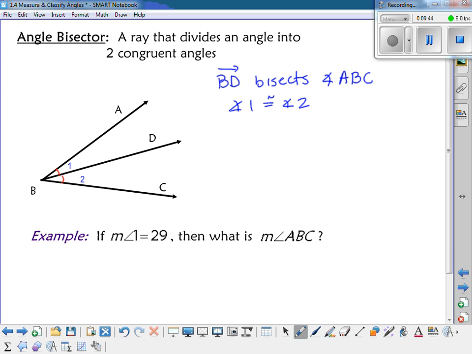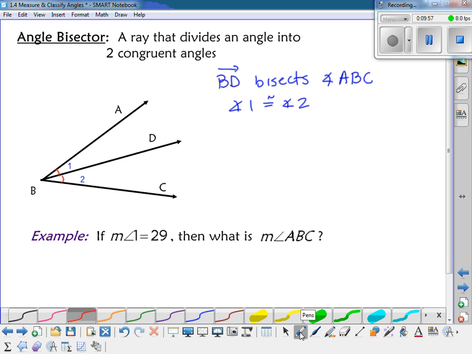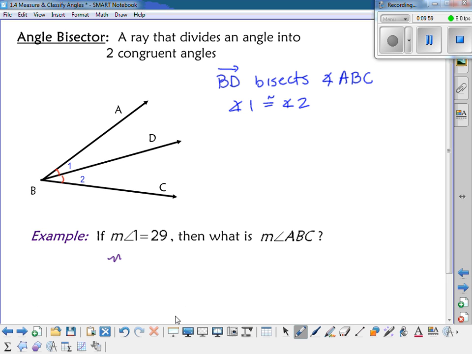So if, for instance, the measure of angle 1 was 29 degrees, then what would the measure of ABC be? Well, if the measure of angle 1 is 29 degrees, I know that the measure of angle 2 would also have to be 29 degrees. And so then I just add the 29 and the 29, and I have that the measure of angle ABC is equal to 58 degrees.